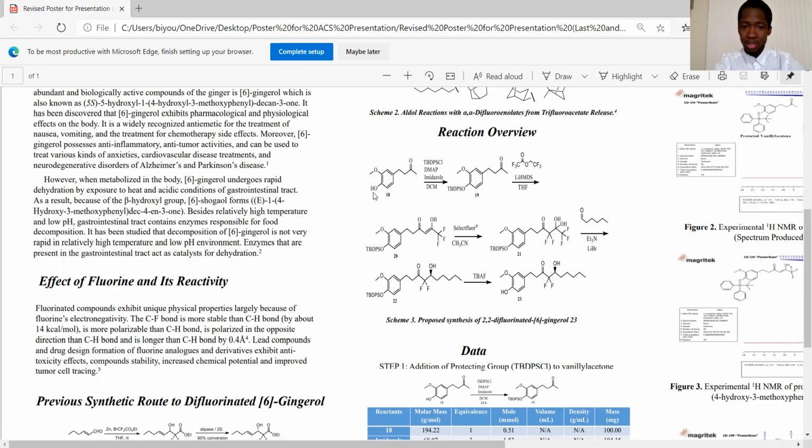So we have this acidic proton here, and we have 2 alpha positions, and each alpha position has an acidic proton. So the first step is the addition of this protecting reagent that we refer to as TBDPSCl, with DMAP, which is the base of this reaction, and imidazole, which is also a supporting base. And then I use dichloromethane, DCM, as the solvent of this reaction. So this step is called addition of the protecting reagent, TBDPS.